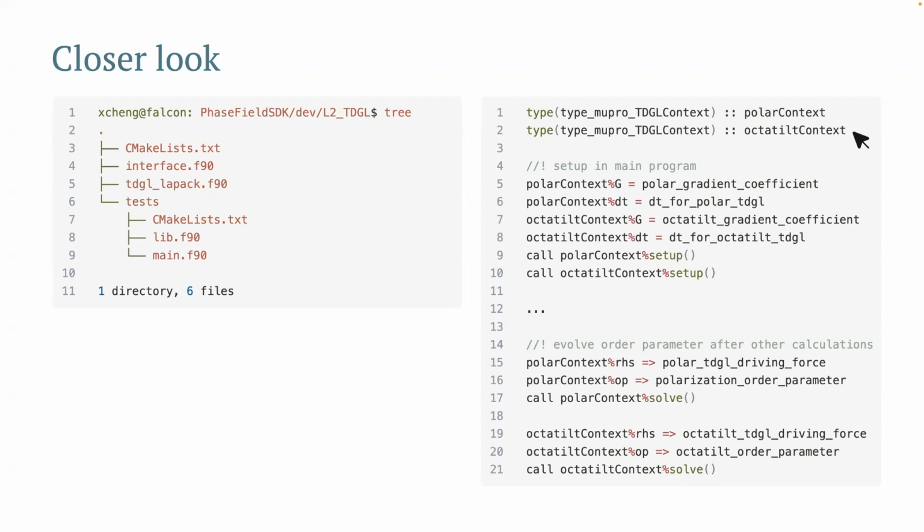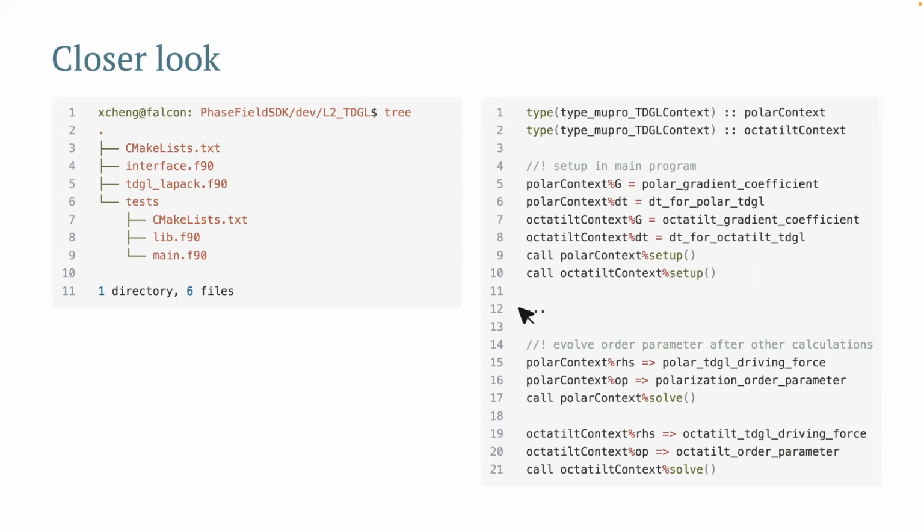You can see, using the ferroelectric one as an example, if we have two order parameters, we just define one type for each of the order parameters, and that is the polarization context and the oxygen tilt. And then for the setup of those TDGL equations, you simply set the necessary parameters in these contexts.